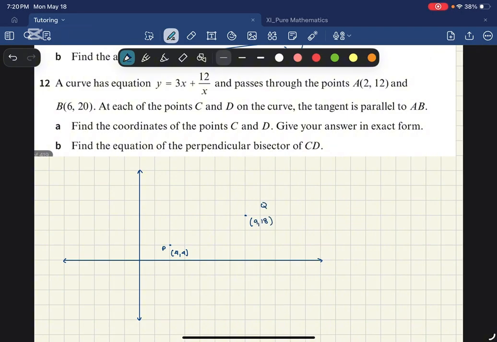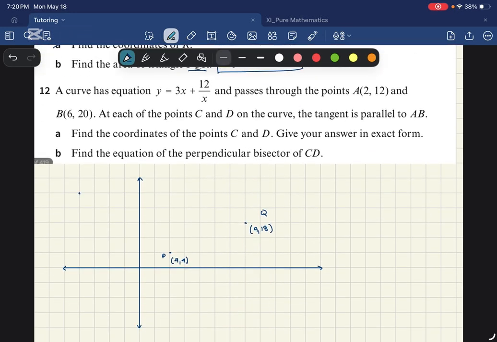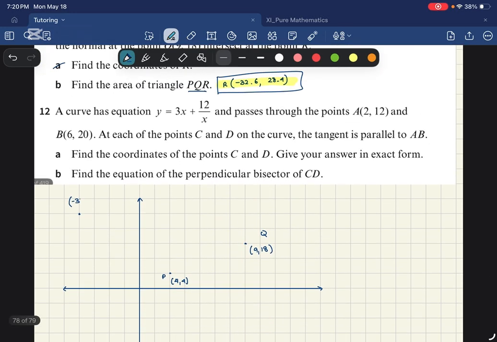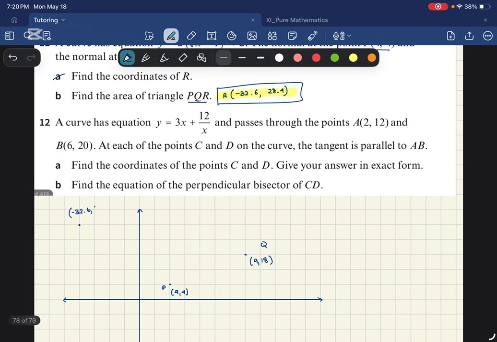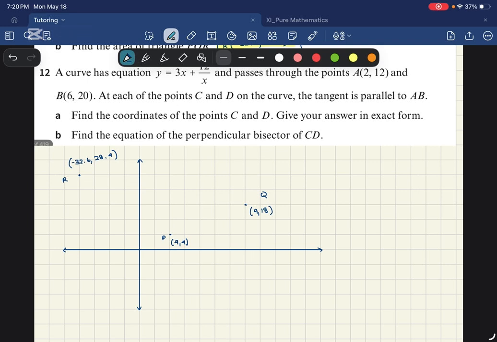So you have P, you have Q, which is 9, 18, and you have R. R is somewhere over here, negative 32.6, comma 28.4. All right, so we have P, Q, and R. Now you connect these 3 points to form a triangle. You could think of using vectors, you could think of using the cross product, which is where my thoughts went first as well. But it turns out there is a simpler solution. And the simpler solution is, let me just construct a rectangle outside.